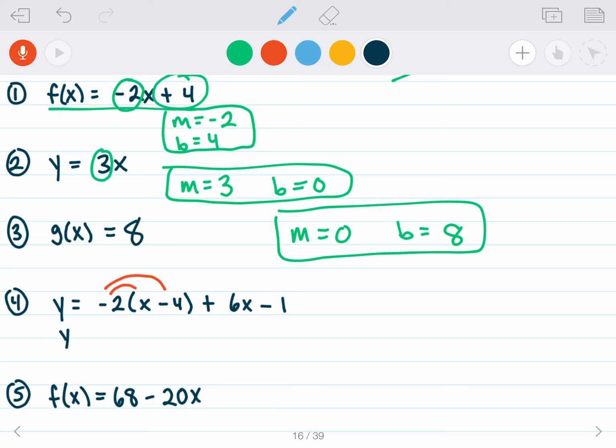So when I do that, I get y equals negative 2 times x is negative 2x. Negative 2 times negative 4 is a positive 8. And I still have this plus 6x minus 1 at the end. Now I can combine like terms. So negative 2x and a plus 6x makes a plus 4x. And a plus 8 minus 1 makes a plus 7. So this is in y equals mx plus b form, and we can see that m is 4 and b is 7. And that's our answer here.